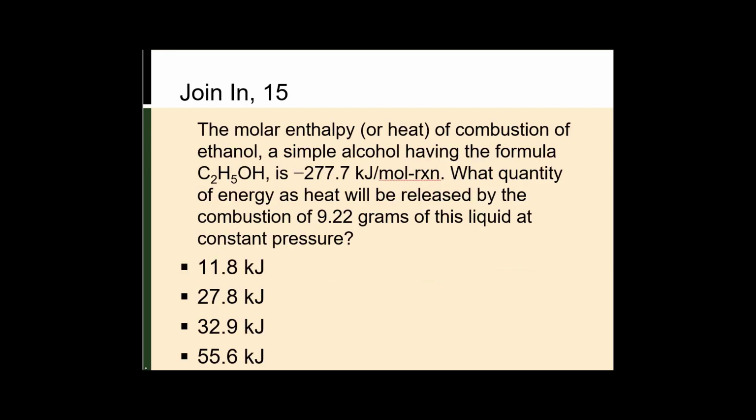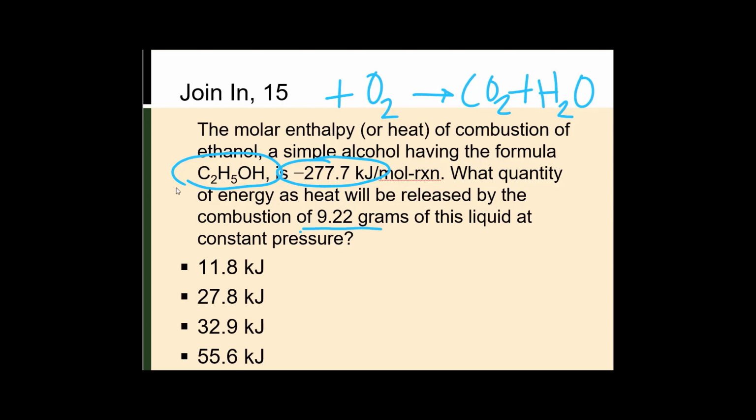Let's try another. This one's a little bit trickier. We said that the combustion of ethanol, which is C2H5OH. Hopefully you remember that combustion means that we're taking that plus oxygen to give me CO2 and H2O. So we would need to balance that. And it's telling me that my delta H for this reaction is negative 277.7 kilojoules per mole. We're given a starting point. We have 9.22 grams of ethanol, and we want to figure out how much energy as heat will be released.